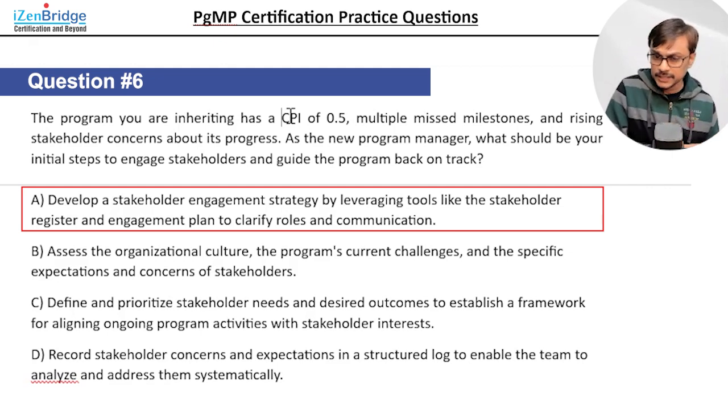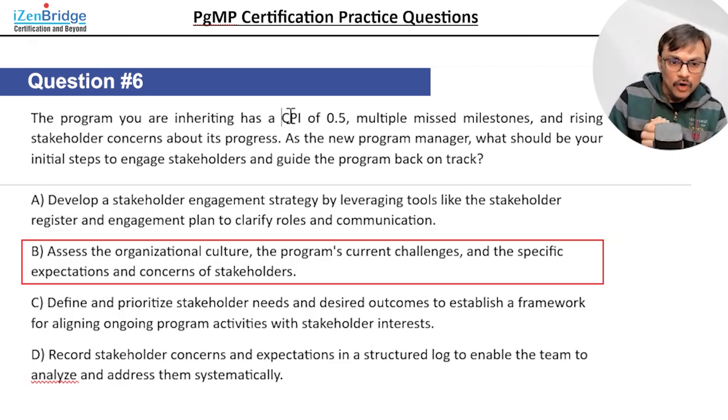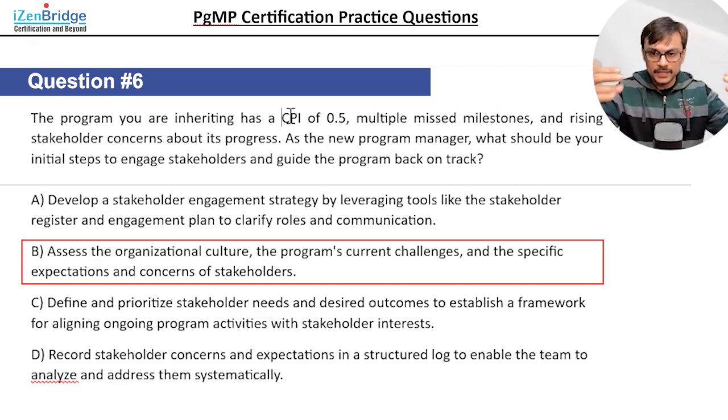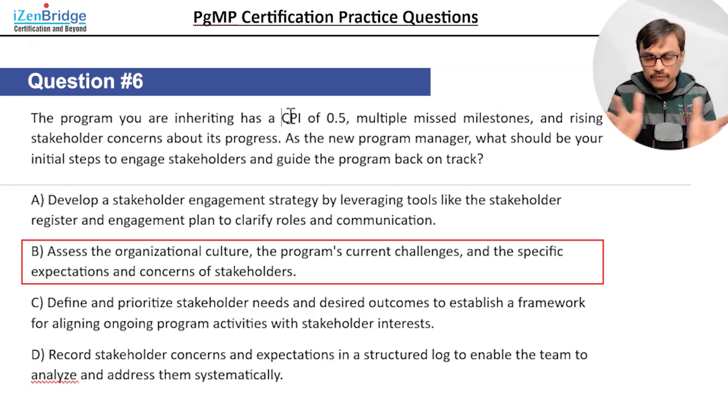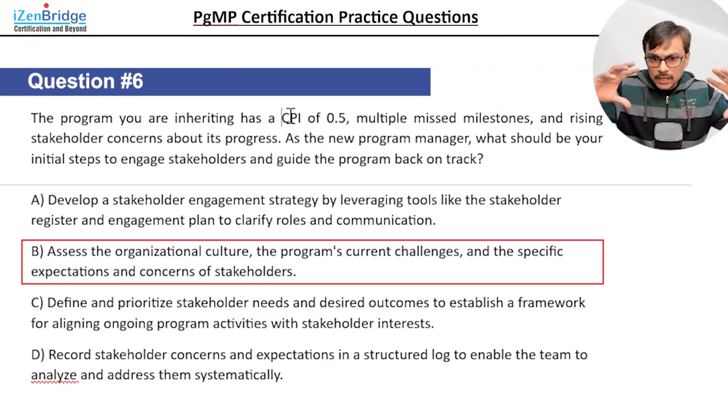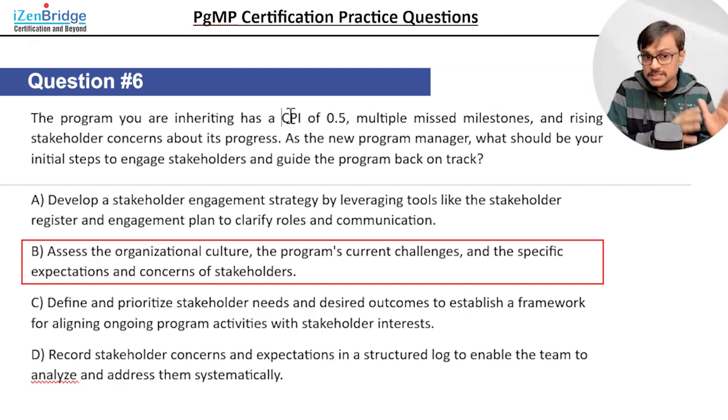I probably want to study the engagement strategy using the stakeholder register and stakeholder engagement plan, but I can do that. Option B, assess the organization culture, the program, current challenges, and the specific expectations and concerns of the stakeholders. So B is also a great idea. If I have to do A and B, I will do B first, then I will go for A. And that becomes another trick. When we have options, we need to see a sequence, which one will come early. When I'm getting into a new environment, I go through acknowledgement and assessment first before I tell what I will do. So B is a safe choice as of now.